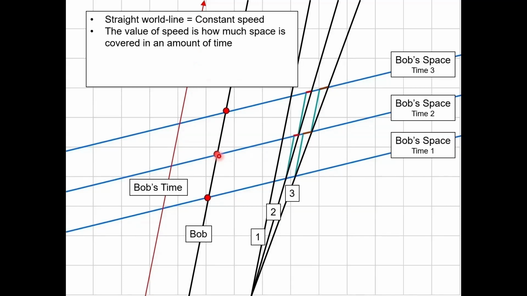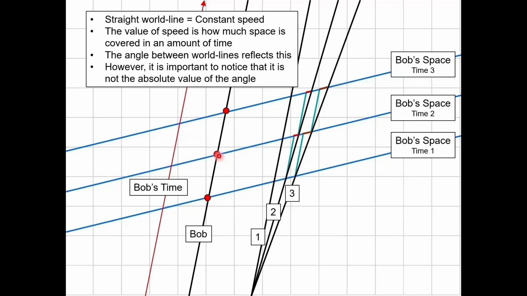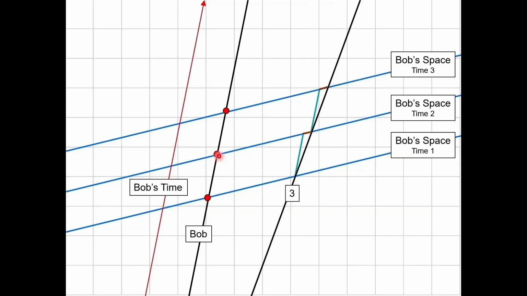As we said, the value of speed is how much space is covered in an amount of time, and the angle between the world lines reflects this. However, it is important to notice that it is not the absolute value of the angle. So if we look at this segment over here, this is the growth in distance over this amount of time between time 2 and time 3, and we move it to the other side, so it's the same distance.